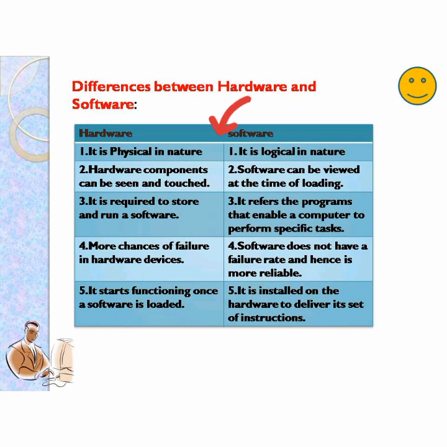Now we will discuss the difference between hardware and software. Clear points are here. Hardware is physical in nature, whereas software is logical in nature. Hardware components can be seen and touched, whereas software can be viewed at the time of loading. Hardware is required to store and run software, whereas software refers to the programs that enable a computer to perform specific tasks. Number 4, more chances of failure in hardware devices. Software doesn't have a failure rate and hence is more reliable. 5th point, hardware starts functioning once software is loaded. Software is installed on the hardware to deliver its set of instructions. These are the differences between hardware and software.